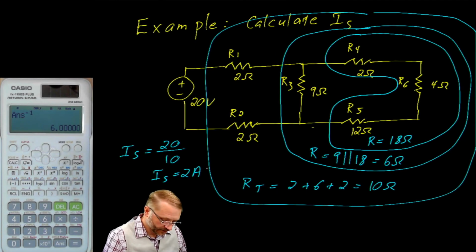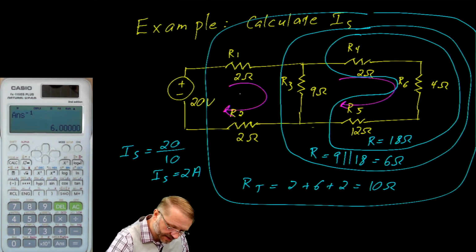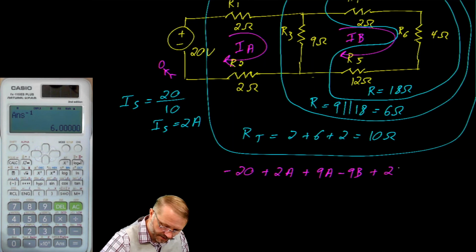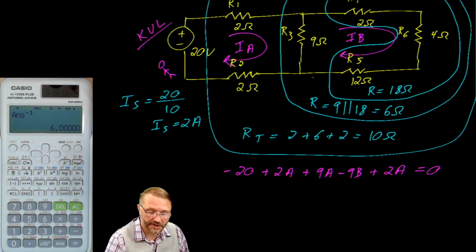While we're here, we may as well rework this circuit, but this time let's work it as mesh. So we'll let that be current A, we'll let that be current B. Our first loop equation is negative 20 plus 2A plus 9A minus 9B plus 2A. That is equal to 0. Remember, that's a statement about Kirchhoff's voltage law. When you walk in a loop, the sum of the voltages must equal 0.